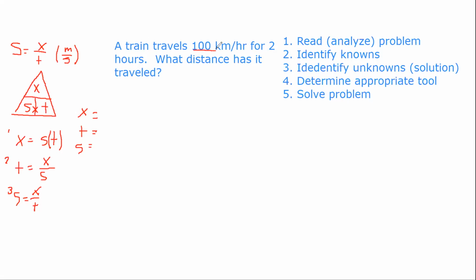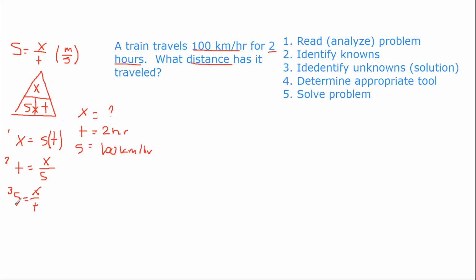We're going to read where it gives us a speed here of 100 kilometers per hour. Let's go ahead and write that down. It's going to give us a time of 2 hours. So we're going to write that down here. So that 2 hours right there. It wants us to figure out what distance is. This is our unknown. This is what we're solving for.